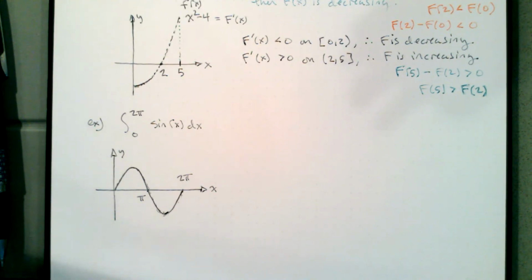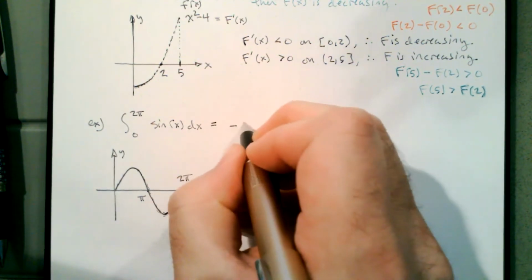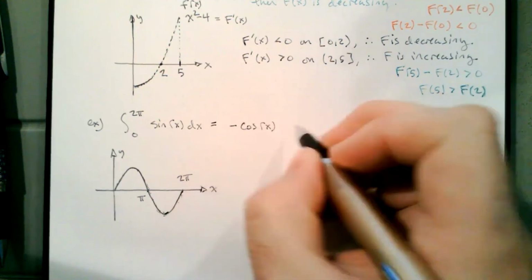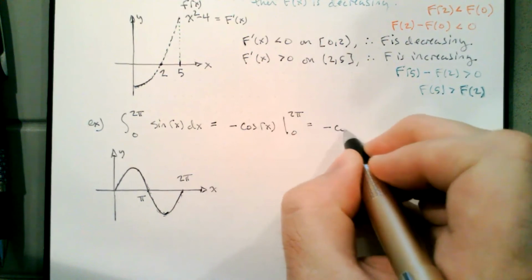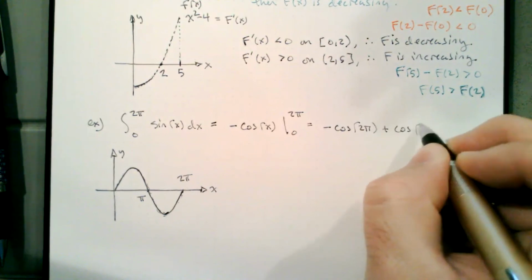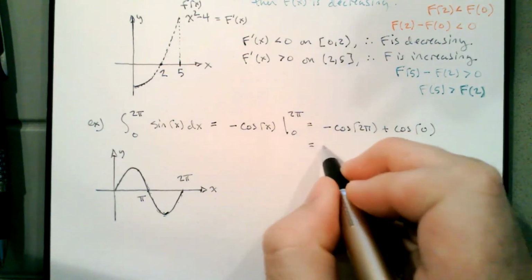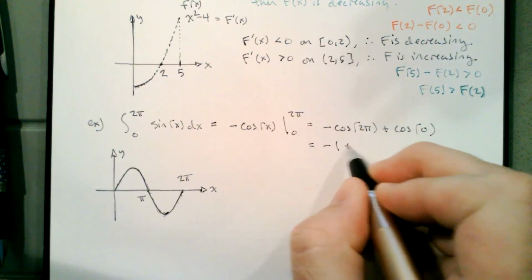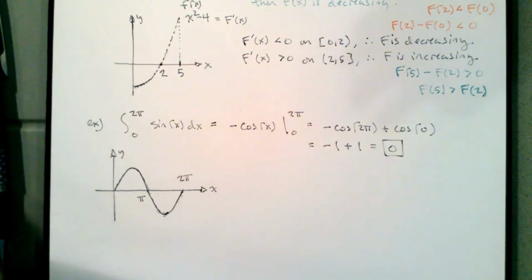Let's find out. The antiderivative of sine x is minus cosine x. Then we'll evaluate from 0 to 2 pi. So I'll have minus cosine of 2 pi minus a negative cosine of 0. Cosine of 2 pi is equal to 1, and cosine of 0 is equal to 1. So we get 0 as expected.